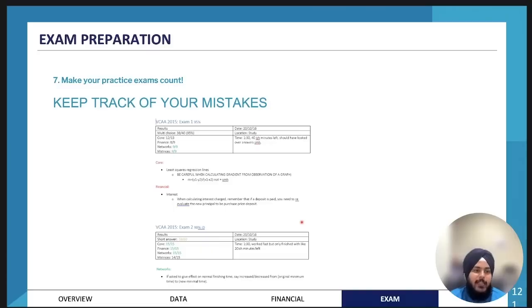Another thing that I would probably say is keep track of your mistakes. So something like this is probably what I did, where I had the exam that I did, the mark that I got, when I did the exam, what sort of conditions I did that exam in, how many marks I got for each of the sections, stuff like that. What that will do is allow you to show your progress over time and really see if doing those practice exams is actually helping you, or are you just wasting your time.